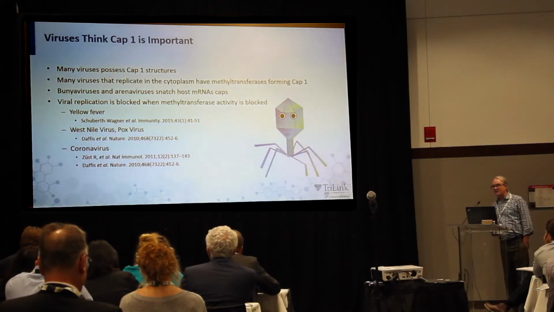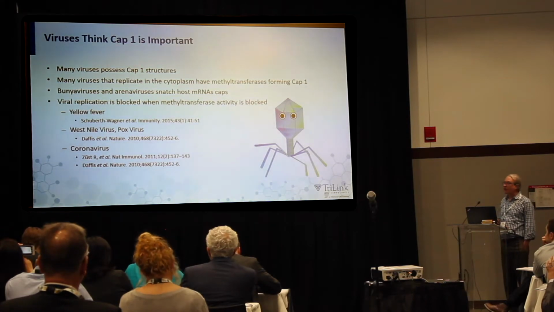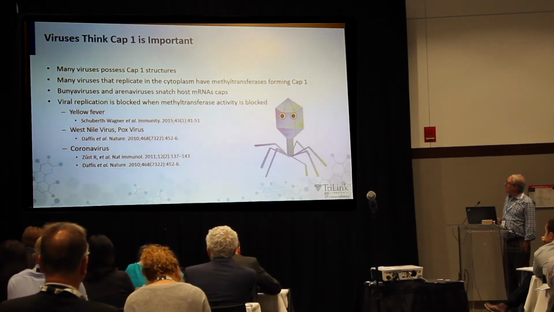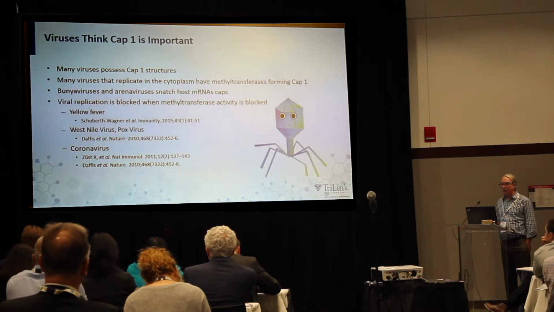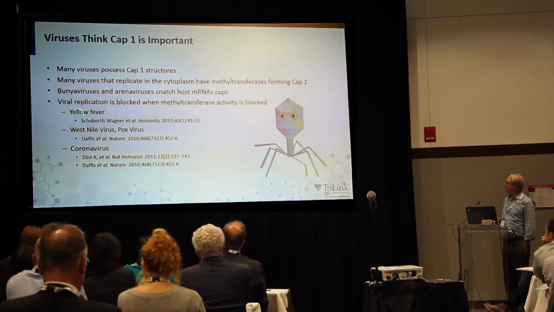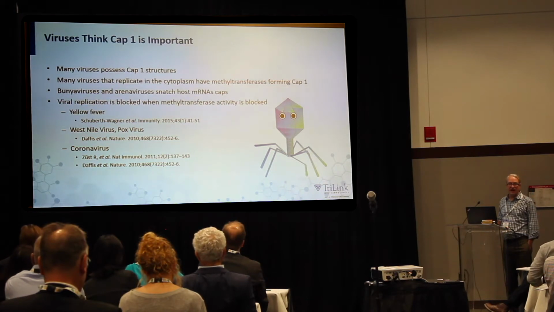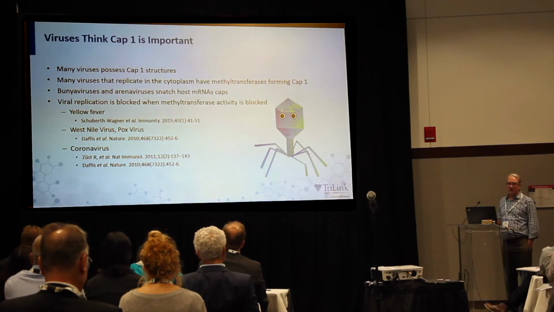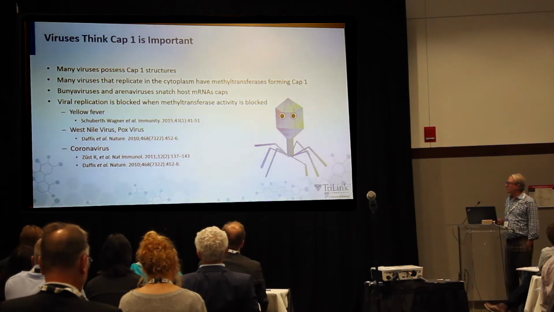All right, so viruses think that the cap is important. So many viruses possess a cap1 structure, especially cytoplasmic RNA viruses, and many viruses that replicate in the cytoplasm also encode a methyl transferase, which is adding that methyl group to make the mRNA cap one. There are certain viruses that actually go and steal the caps off of eukaryotic messages and splice them onto their own messages to achieve cap one structures. And when you block the methyl transferase activity of many viruses that are RNA viruses in the cytoplasm, that blocking of the formation of cap1 leads to attenuation of that virus. So all of this suggests that the capping state of the mRNA is important and that viruses have gotten smart to this.